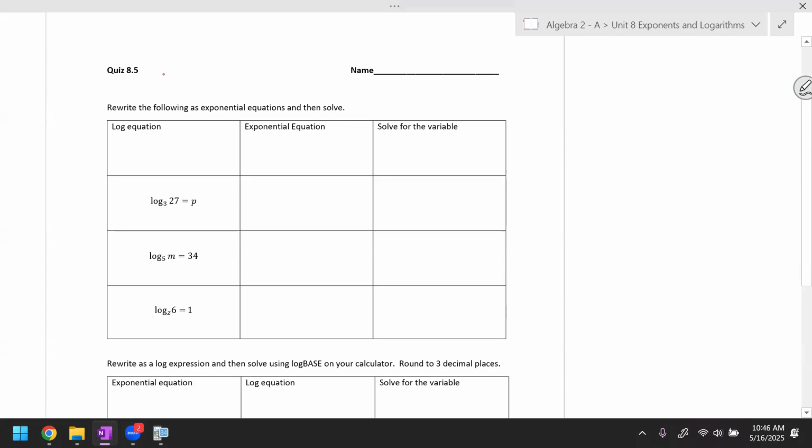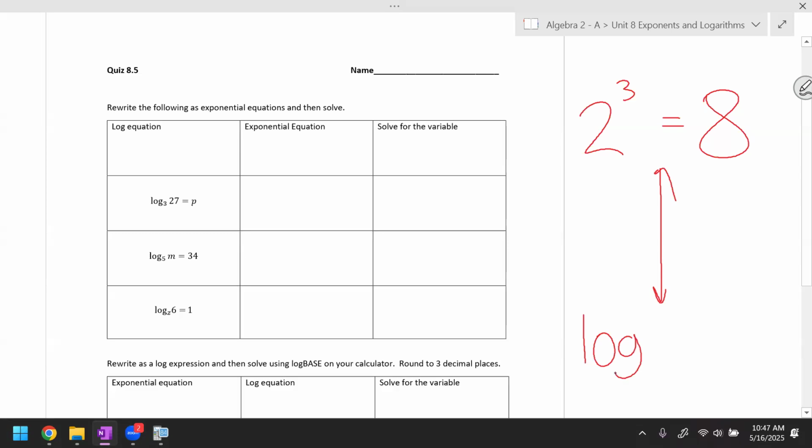If I have, for example, 2 to the power of 3 equals 8, this is an exponential function. If I want to convert this to and from a logarithmic function, my logarithmic function will have the same base as the exponential, log base 2. And then the inputs and outputs switch. So here's the input for this exponential, and here's the output. Those are going to switch places. So the input of my logarithm will be 8, and my output will be 3. Log base 2 of 8 equals 3.